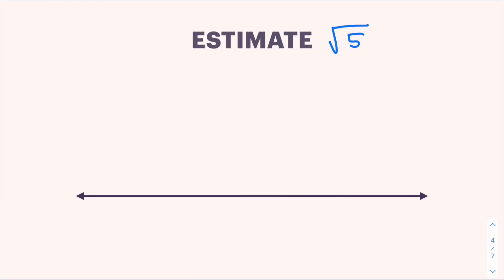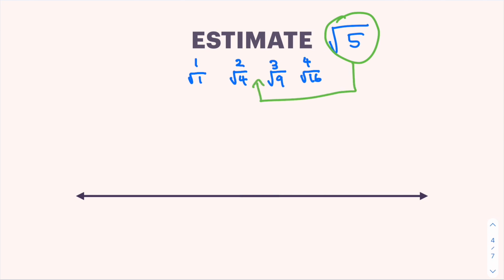Let's estimate square root of 5. First, you need to find a perfect square that 5 sits in between. What I mean by that is 1 is equal to the square root of 1, 2 is equal to square root of 4, 3 is equal to square root of 9, 4 is equal to square root of 16. Now, where does the square root of 5 go in between? Well, you can see that square root of 5 must be a number in between 2 and 3.